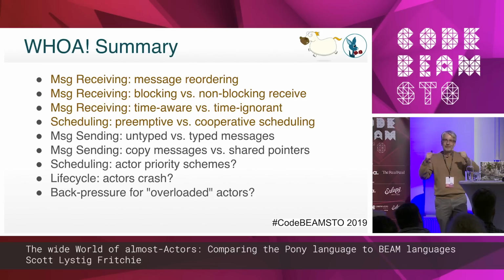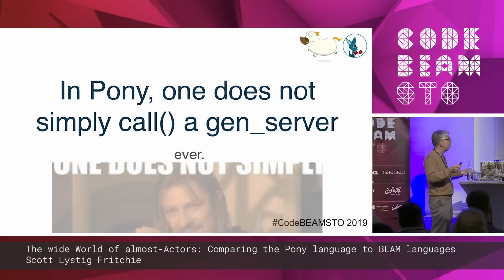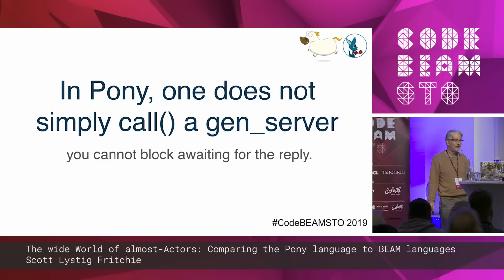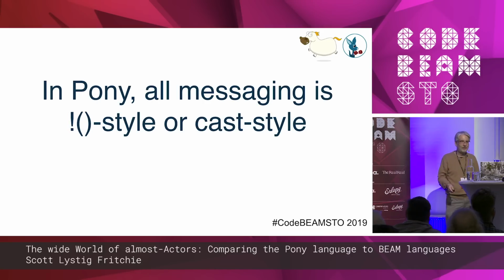Just as an example for dealing with such a translation: how do you do a synchronous call, like gen server style in Beam or Elixir? In Pony, you can't do that, and one of the reasons is that you can't block waiting for the reply, because you're always handling messages in FIFO order from your mailbox. So it's like you're writing all the messaging in bang style or gen cast style messaging.